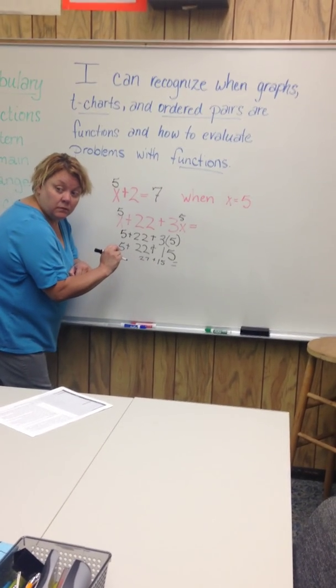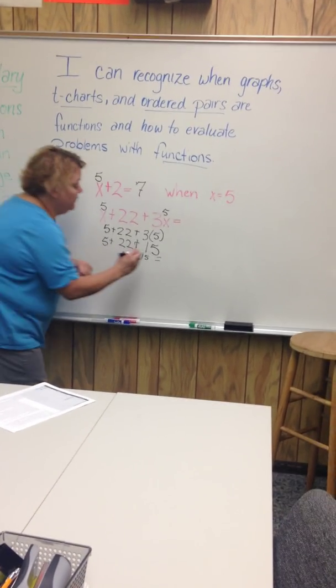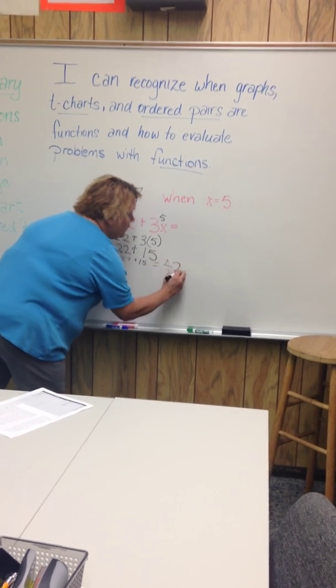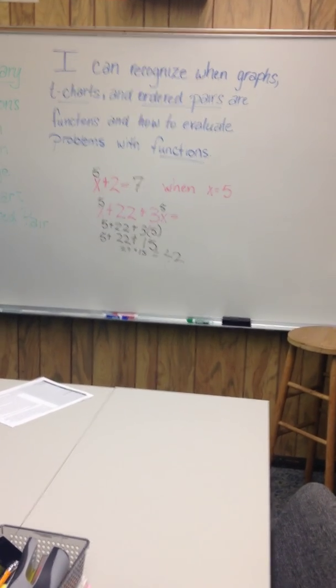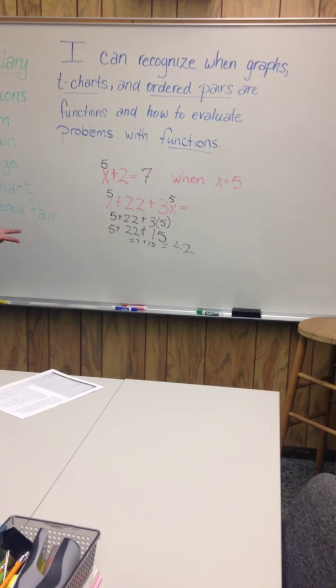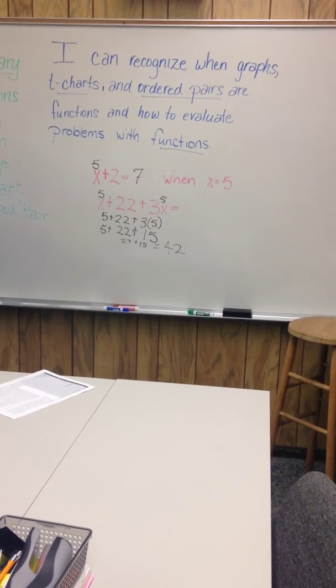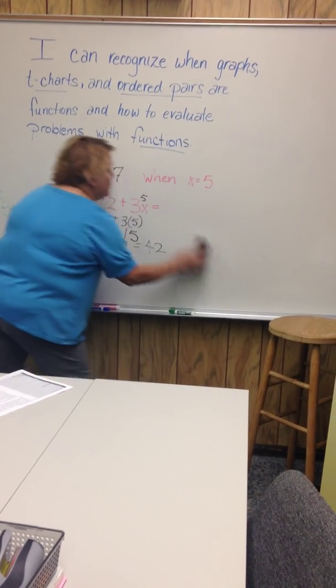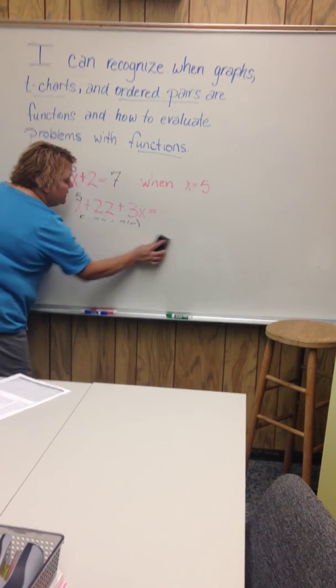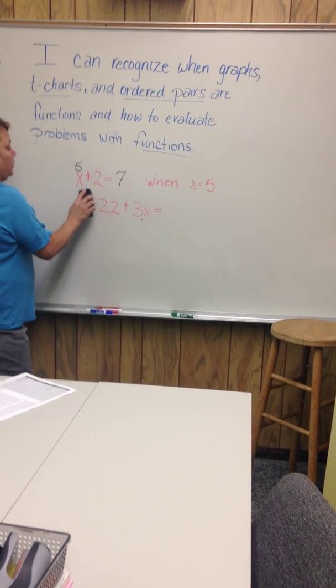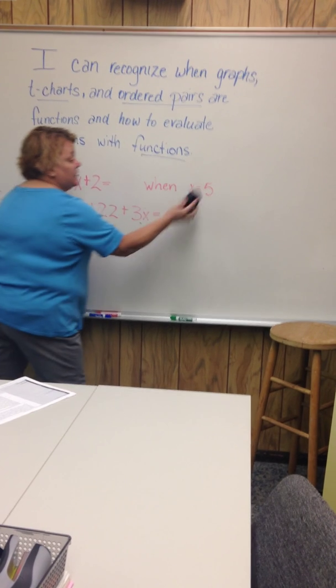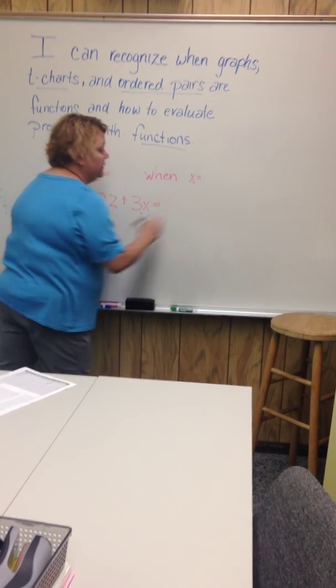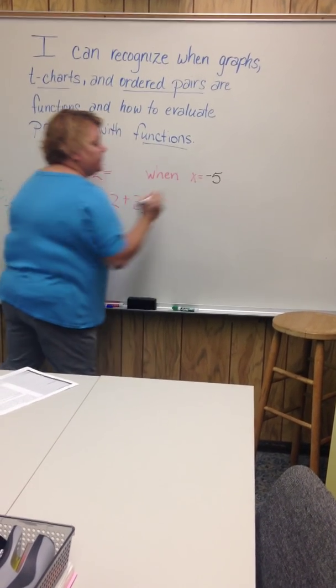Which will be 42. Very good. So any questions about how to substitute the number 5 or a positive number within your function? Nope. All right, so let's change it up just a little bit. What happens when we make this 5, instead of a positive 5, a negative 5?